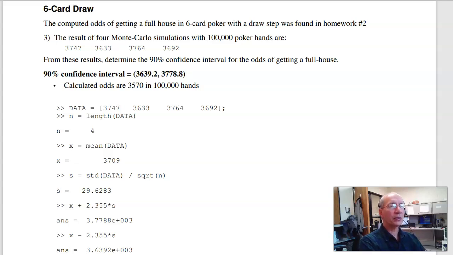So what we had to do is we had to make some assumptions, such as when I discard cards, I actually shuffle them back in the deck, because otherwise it changes the probability of getting 3 of a kind. It's about right, simplifies calculations, but should be close. So when we did that, I calculated I should get 3570 full houses in 100,000 hands. Does that match up with the Monte Carlo simulation?